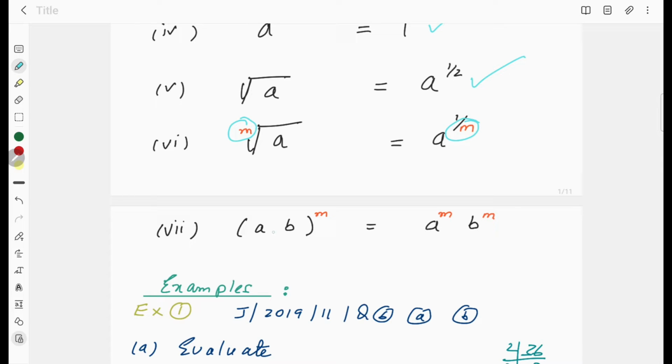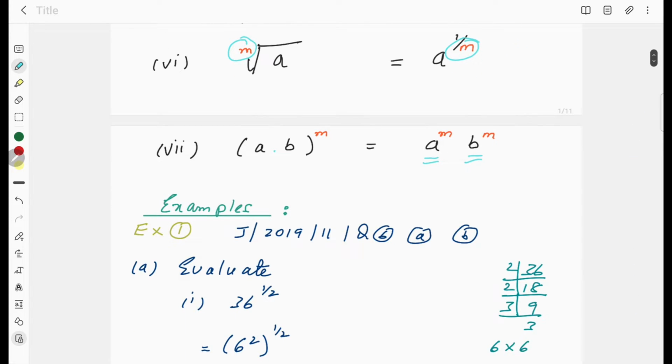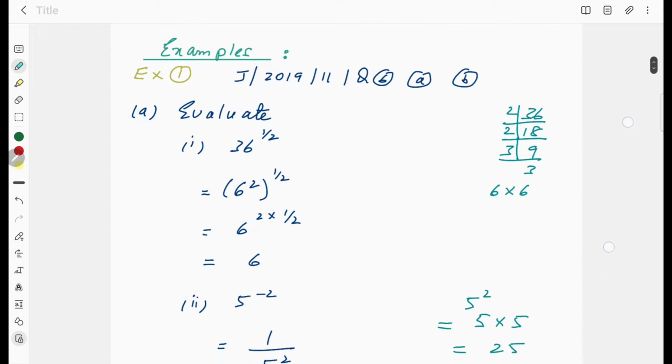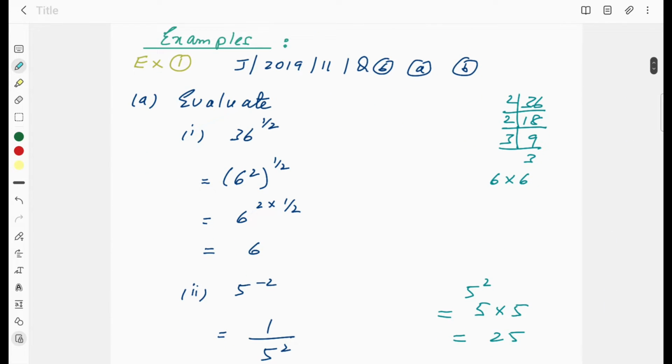Two things multiplying together and they have something as common, then this power m will come separately on both, like this. Let me show you some examples from past year paper.